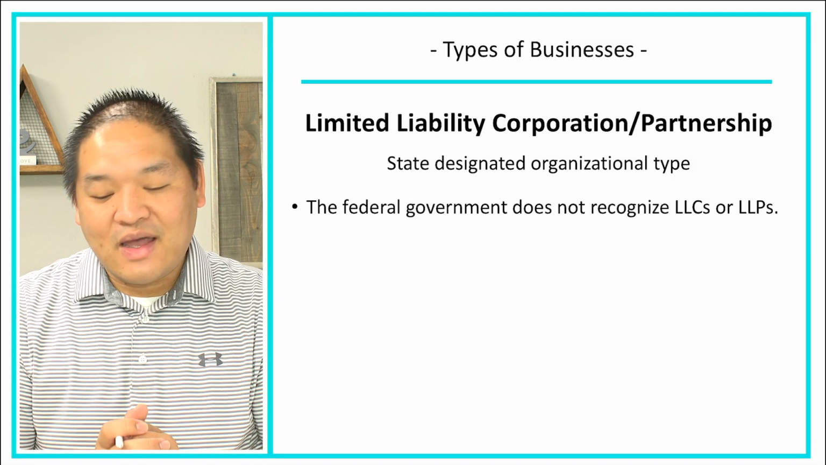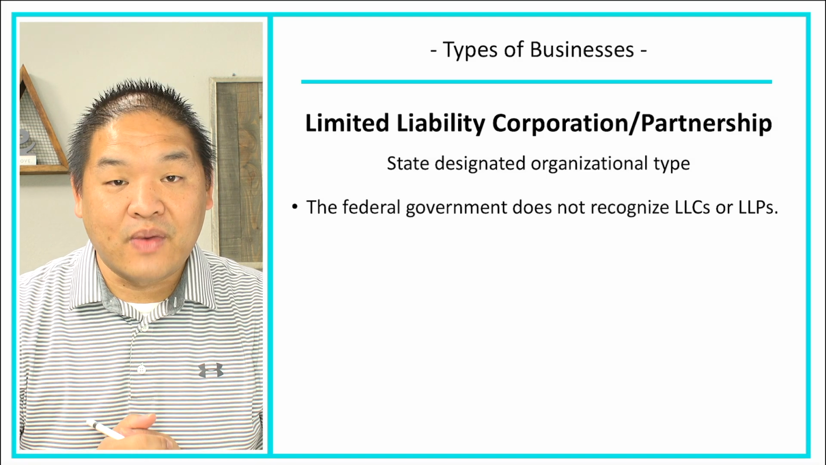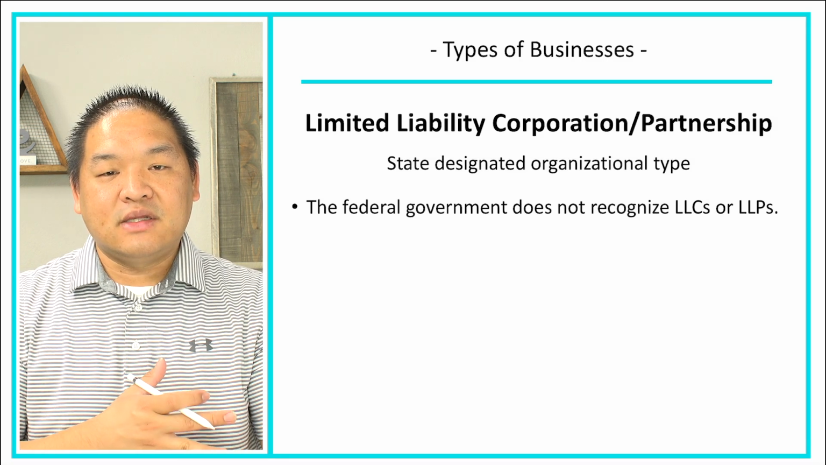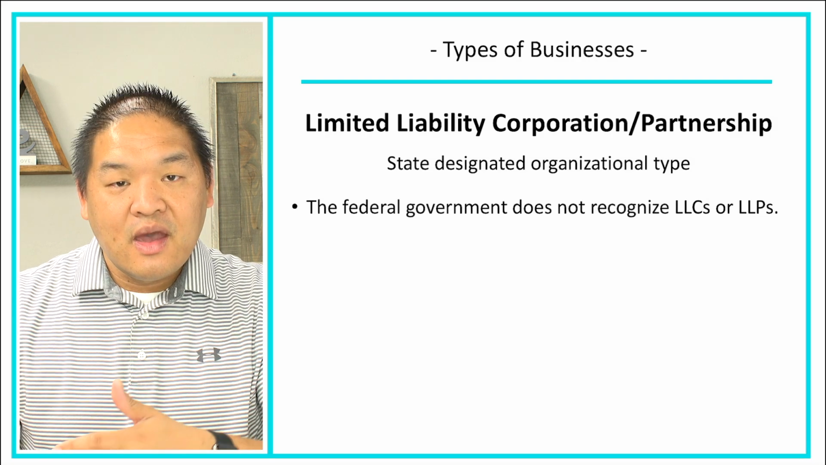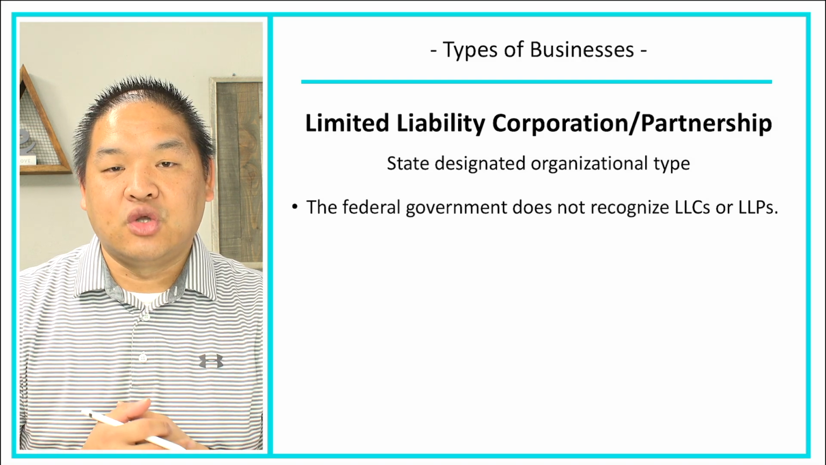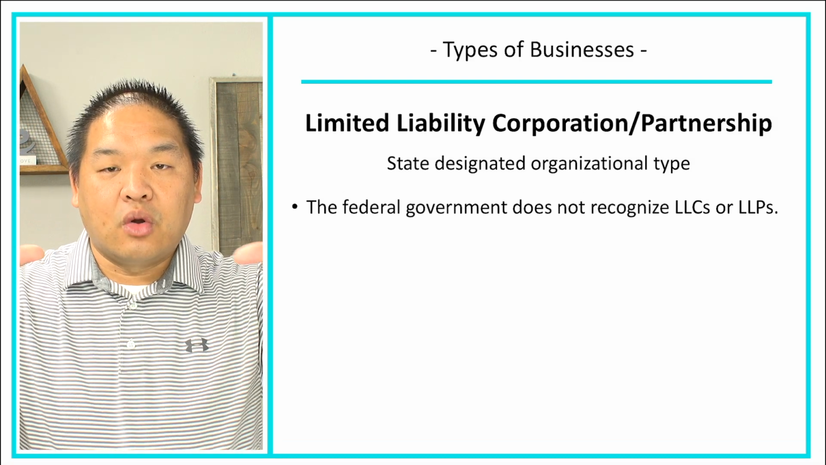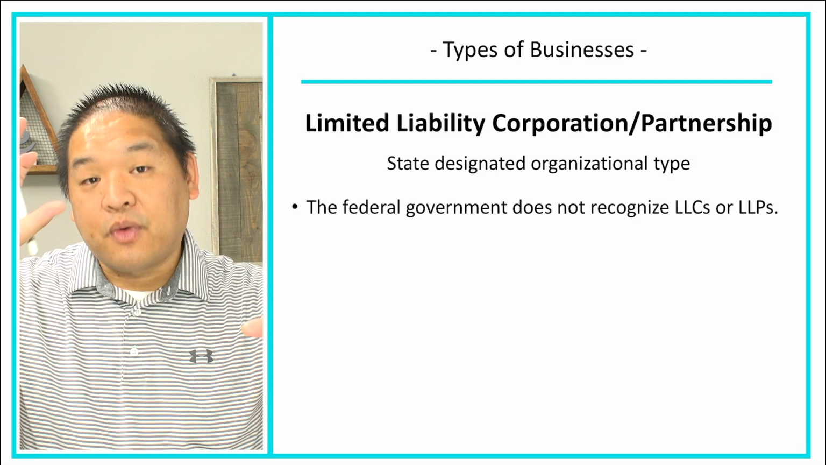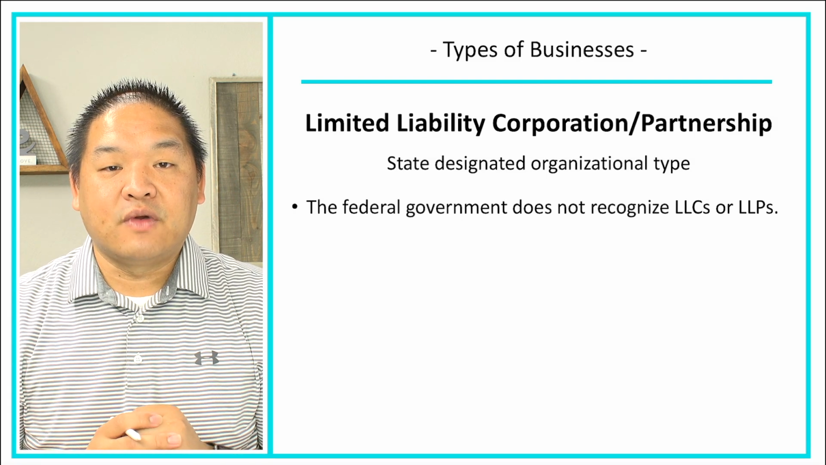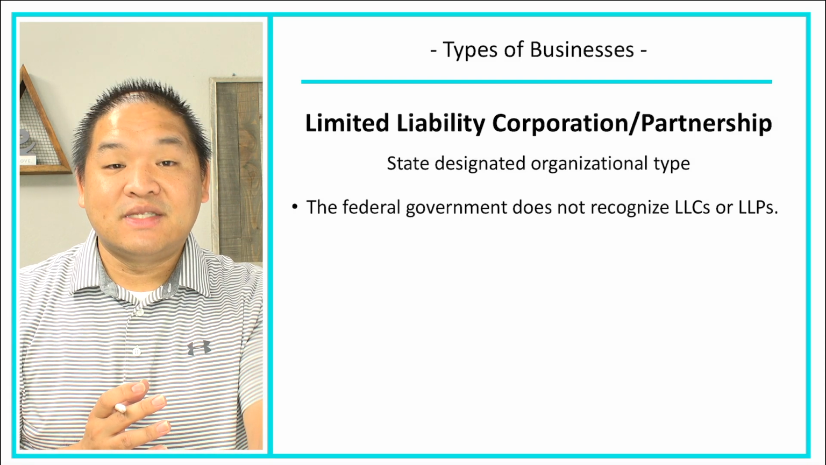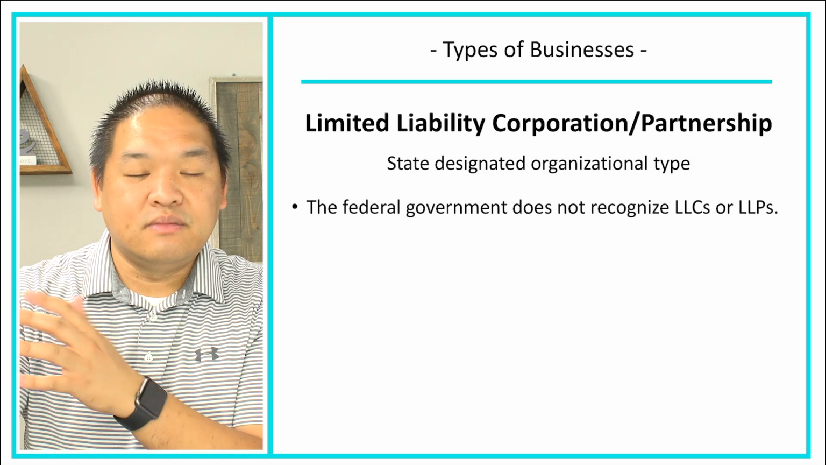All right, so limited liability corporations and partnerships are state designated organizational types. This is not a federally recognized organizational type. And so basically the LLC and LLP came about because people wanted the protection of a corporation, but they wanted the ease of formation of a sole proprietorship. So this is in between the sole proprietorship and the corporation, kind of right in the middle. Same thing with partnership. So partnership and corporation, it's right in the middle. So this is that middle one where you get the benefits of a corporation, limited liability, but then you also get the ease of formation when it comes to just paperwork and making it easy.